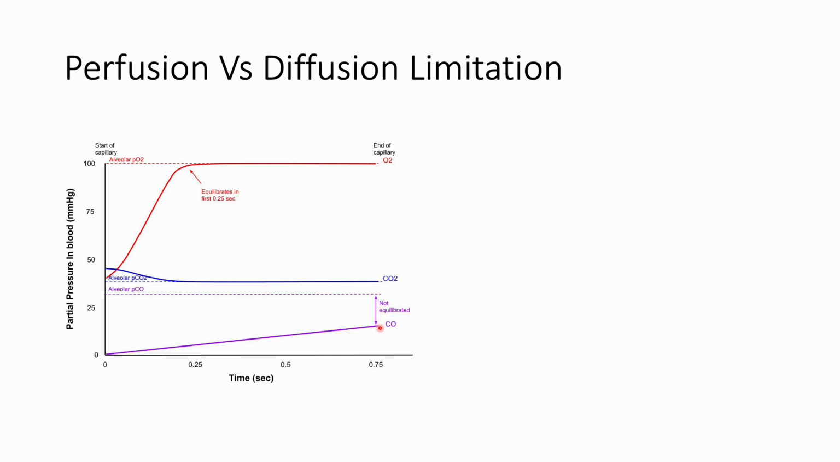So what factor makes carbon monoxide diffusion limited rather than perfusion limited? It's the fact that whenever carbon monoxide diffuses into the blood, it is avidly bound to hemoglobin to form carboxyhemoglobin. So it's removed from solution and therefore doesn't exert a partial pressure. And this is what retards the rate of rise in the partial pressure in the blood. And this is what makes carbon monoxide transfer diffusion limited.